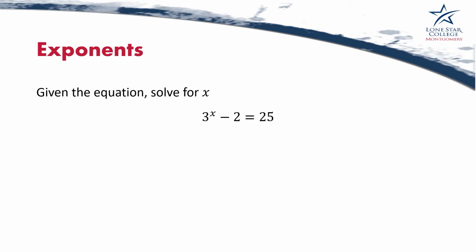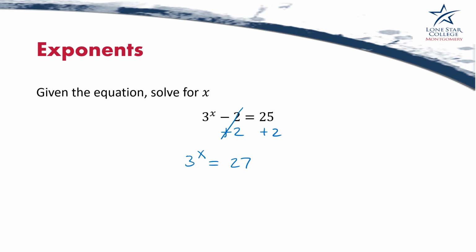Now we see that we have a minus 2 on the left side. The first thing we want to do is get rid of that negative 2. We get rid of it by doing the opposite, which is plus 2. But in math, what you do on one side, you always do to the other. So you have to add 2 on the right side as well, because that keeps it balanced. So that cancels, and we're left with 3 to the x equals 27.